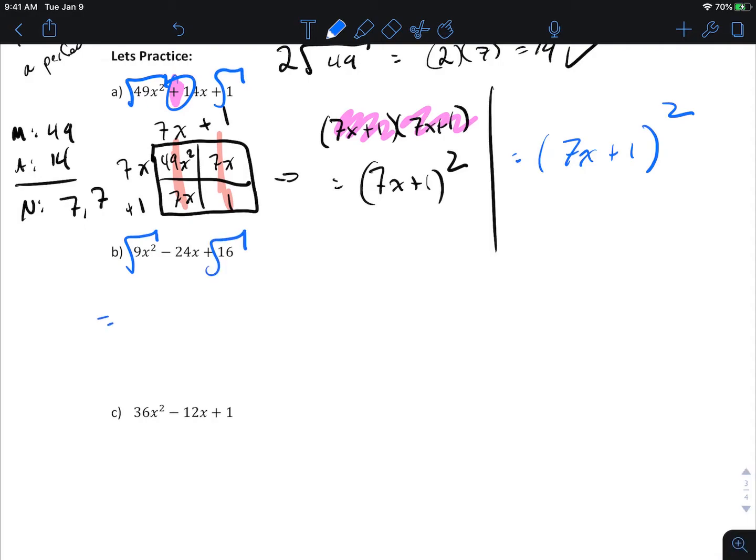Square root of 9x squared. Square root of 16, 4. What goes in the middle? Negative, because it came from the b, right? How many of them are there? 2. Square. You've got to have a length and width in order for this to work.